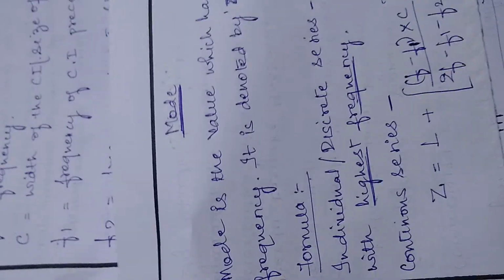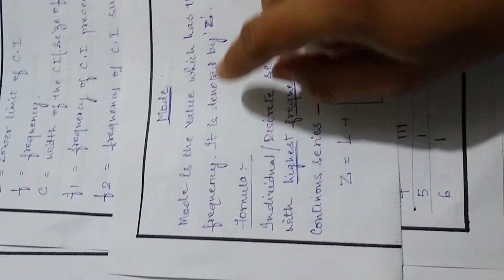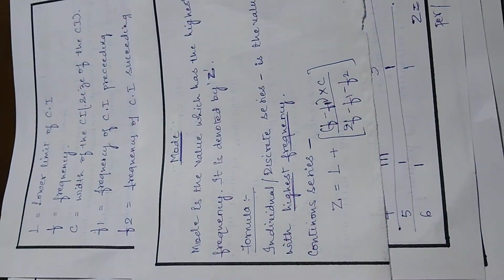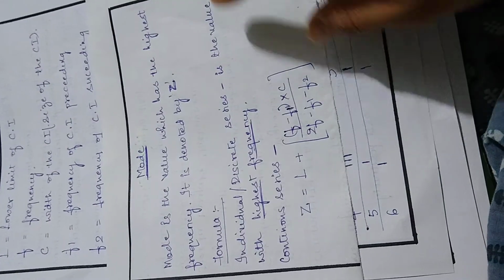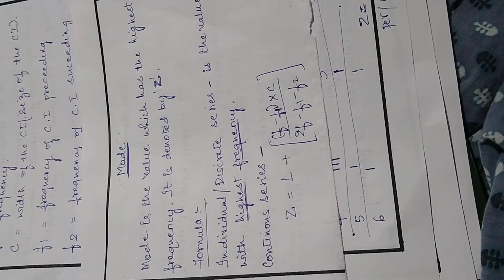Yes. So let me recap once again. I will bring back my papers. So I told you that mode, we are studying mode. So mode is the value which has the highest frequency. It is denoted by Z. For the individual series and discrete series, there is no such formula, but the highest frequency will be taken. The value of the highest frequency is mode.